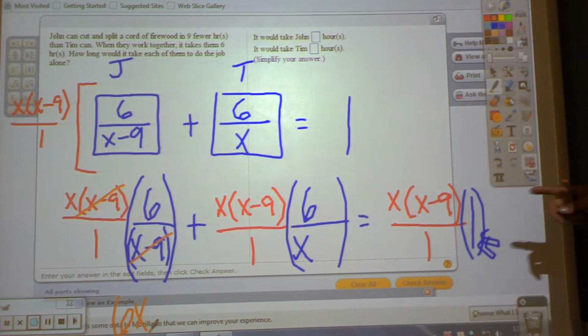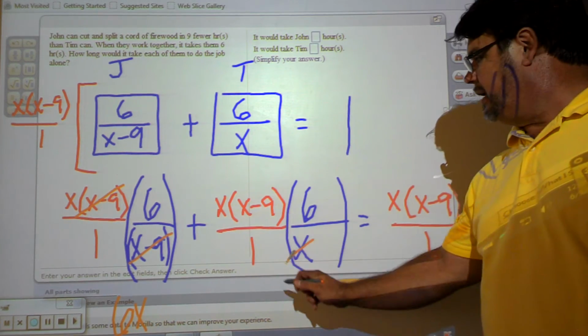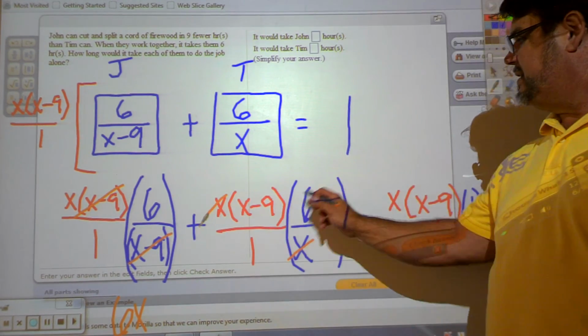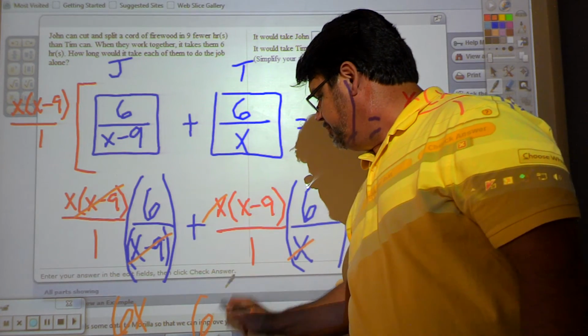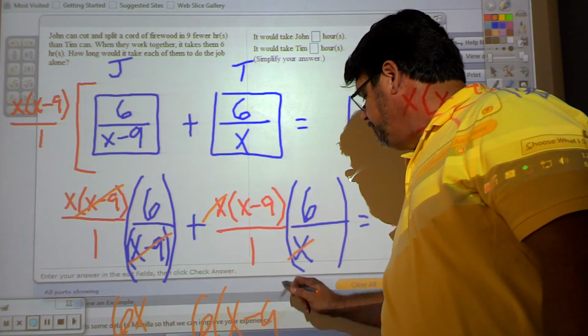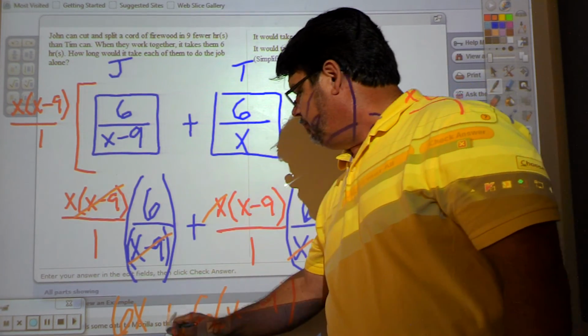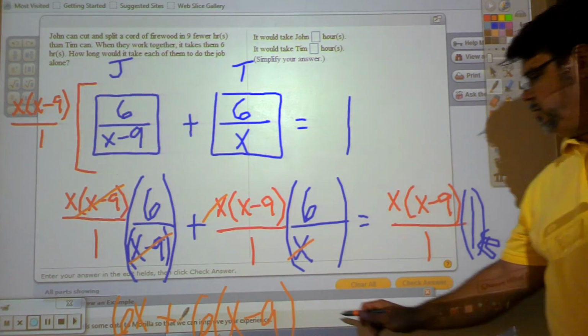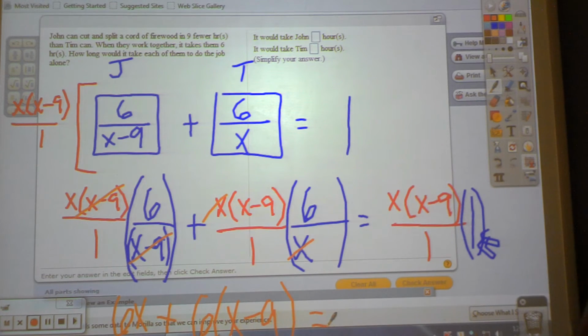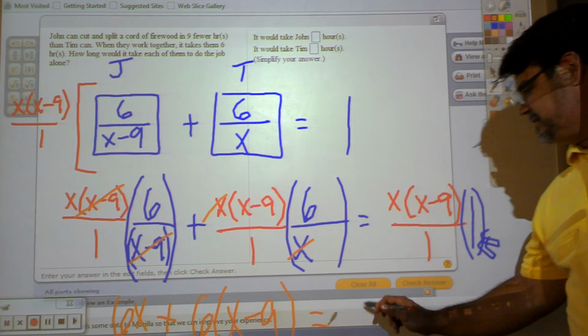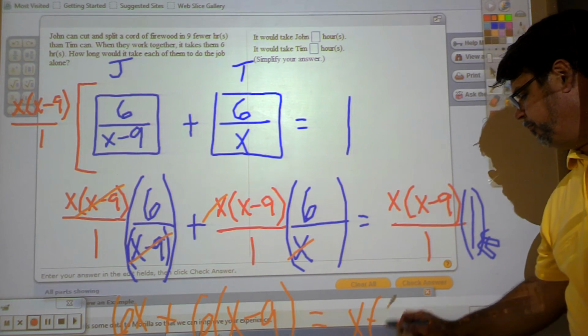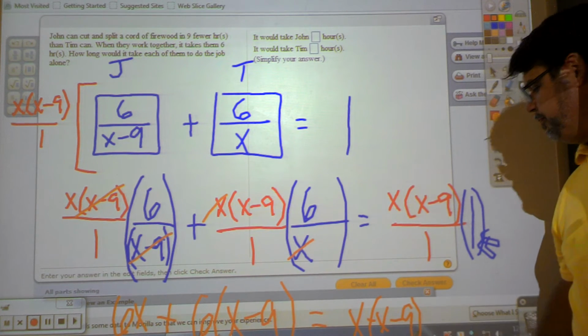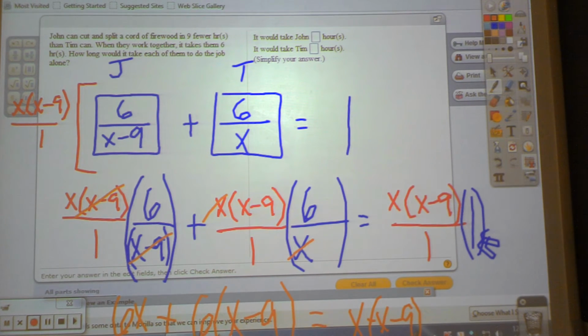All right, where were we? 6x, and then the x cancels. Leaves 6 times x minus 9. You would just say 6x negative 54? In just a minute, yeah. Equals, quit stealing my thunder. Times equals x times x minus 9. So we're going to take that over to the next page.